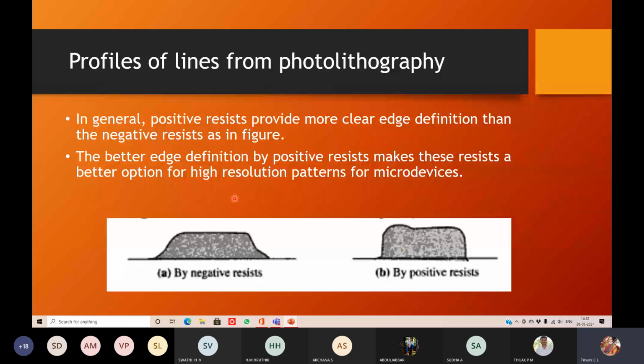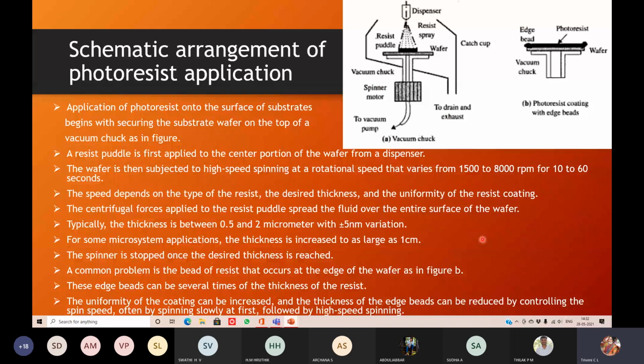We had taken the types of components used for photoresist, positive and negative. And later we discussed the profiles of lines from photolithography, what happens when we use negative resist and positive photoresist. And how you apply the positive photoresist, the mechanism used for that. One disadvantage is the edge beads, the photoresist coating with edge beads, which is a problem.